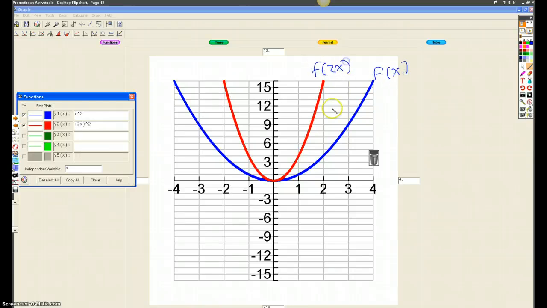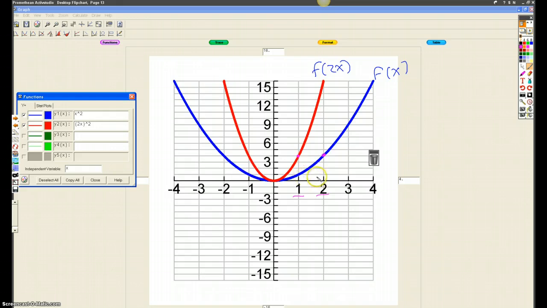So what do you notice? Well, what you should notice is that it compressed my graph horizontally, right? It's almost like you take your hands and push the graph inwards. It compressed it horizontally by a factor of 1/2. So in other words, for f of x, when I input 2, I get out the answer 4. What do I have to input into this one to get out an answer of 4? Well, I only need to plug in 1, which is half of what I used to have to plug in.